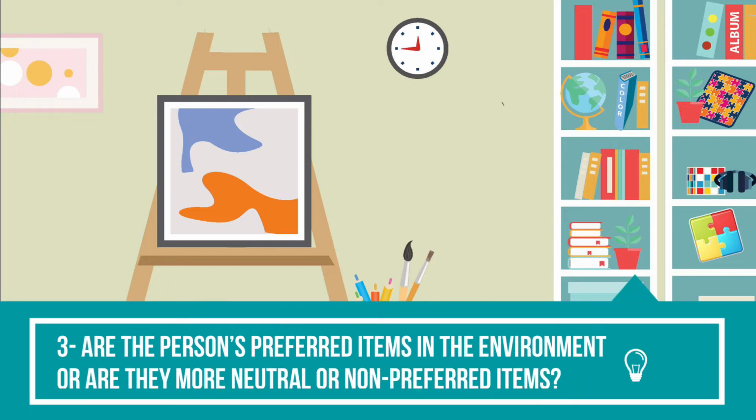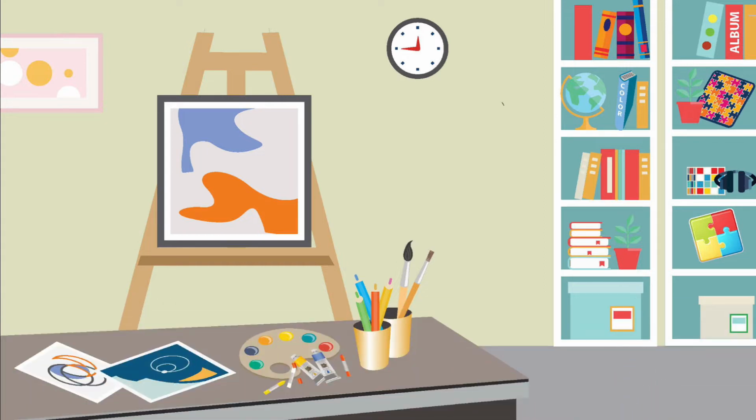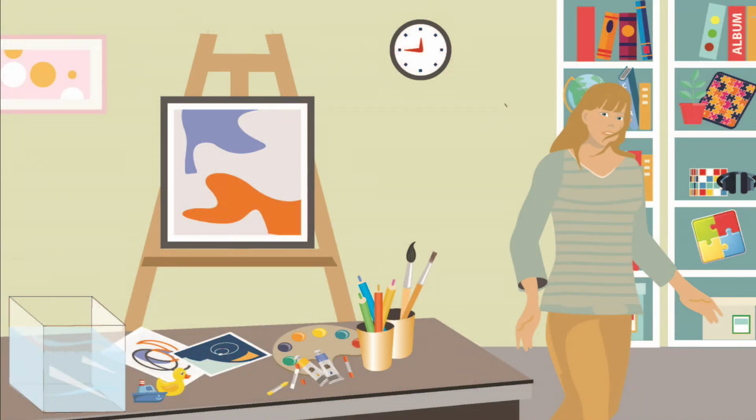3. Are the person's preferred items in the environment, or are they more neutral or non-preferred items? It is important to identify items that are highly preferred by the person supported, as they increase an individual's motivation to participate in activities. Here are a few examples for Katie, someone living in a supported living home.